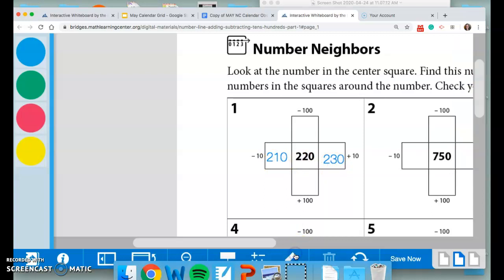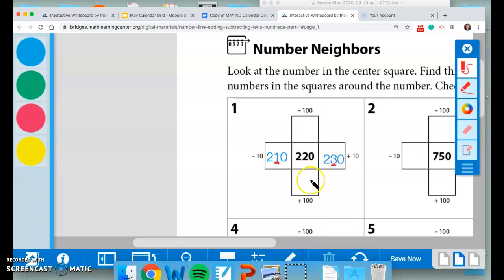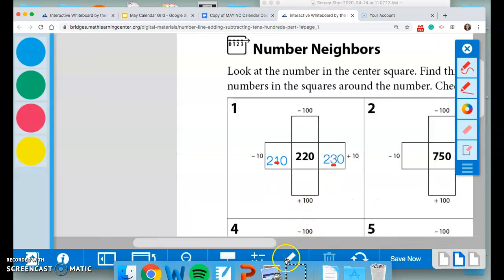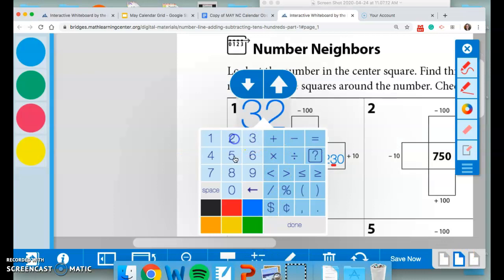Now let's take a look at what happens when we add or subtract 100. So if we go back to our grid, start back at 220, what is 100 more than 220? 100 more. You're right, we would move it down a row to 320. So we will fill that in, 320.